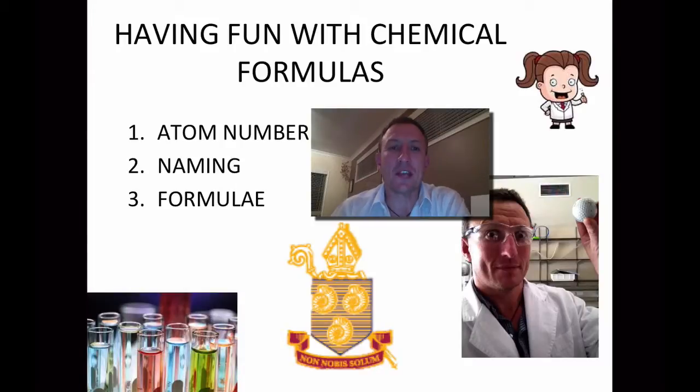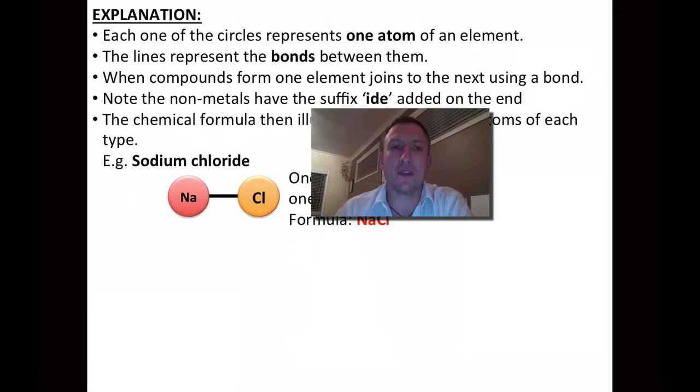Today we're going to be looking at atom number, naming of atomic compounds and looking at formulae. This is a very basic process which will lead into more complex processes and formulae later on. So let's run through a few key points.